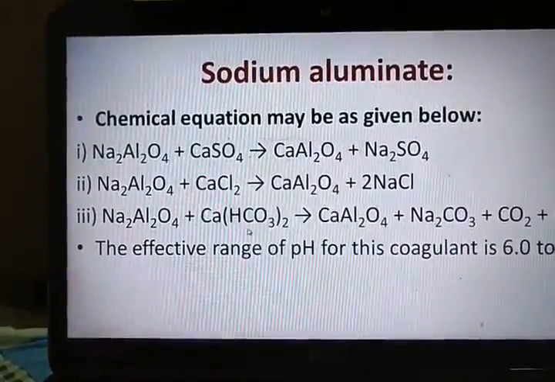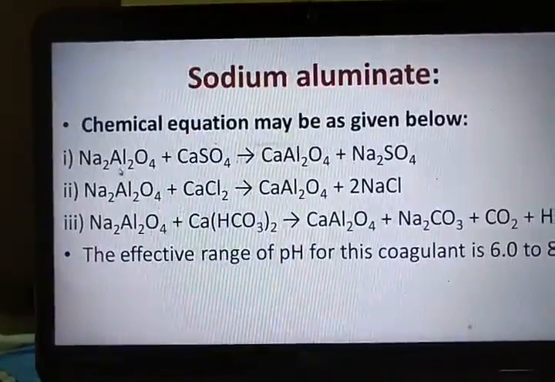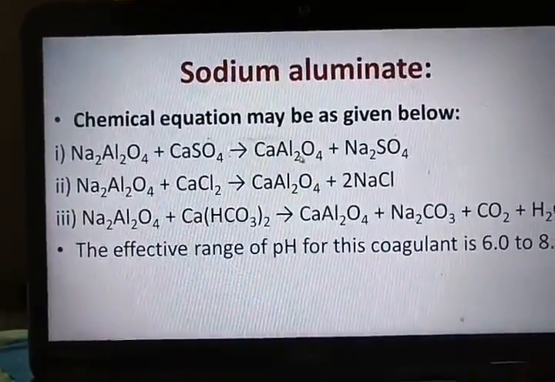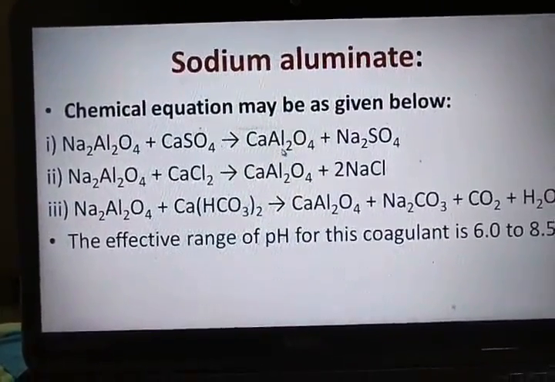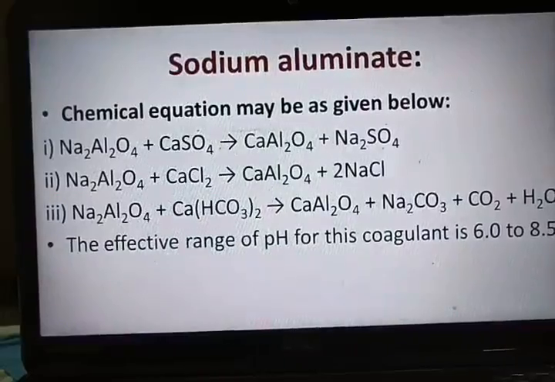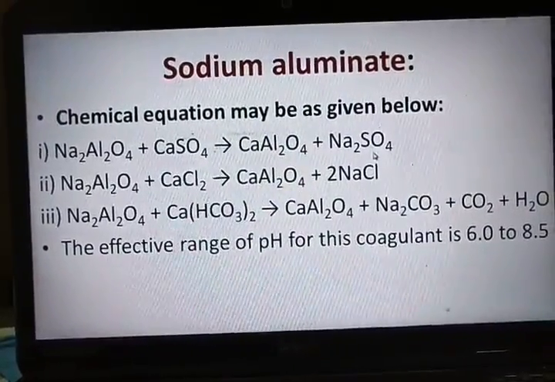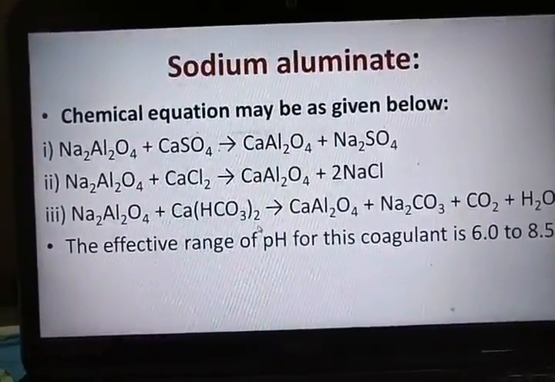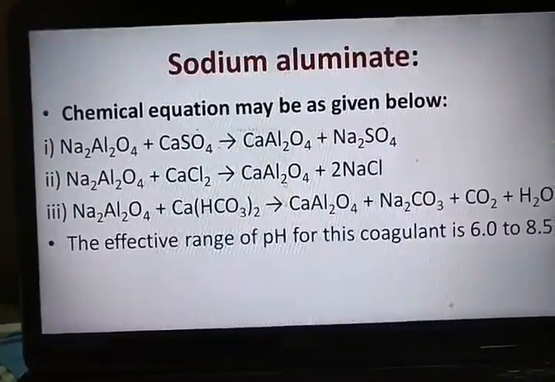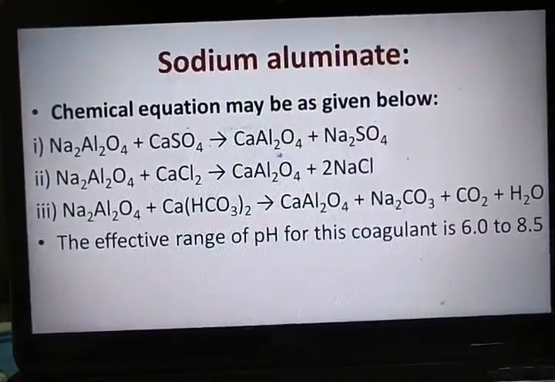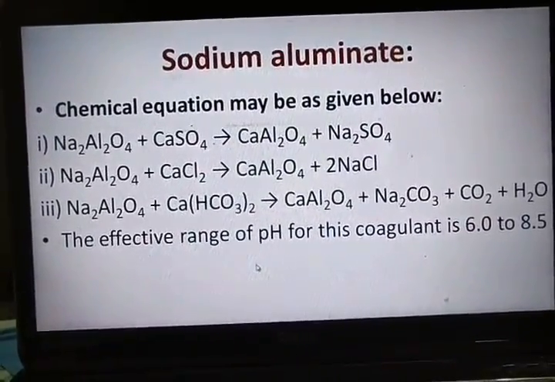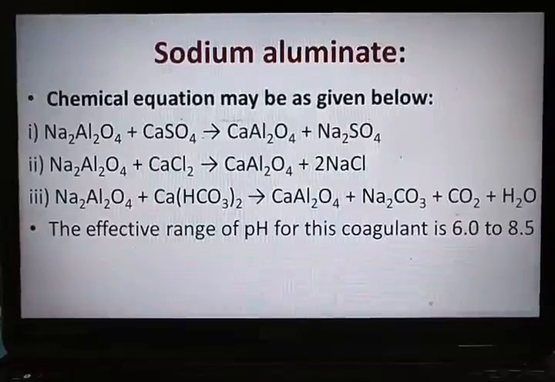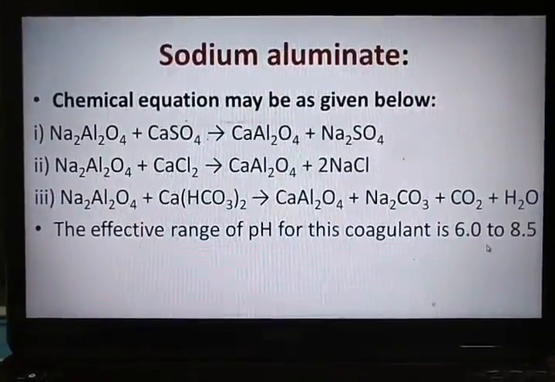Here you can see sodium aluminate along with calcium sulfate. It will form the flock of calcium aluminate and sodium sulfate. Okay, and these are the reactions involving sodium aluminate when used as a coagulant. The effective range of this coagulant is between 6 to 8.5.